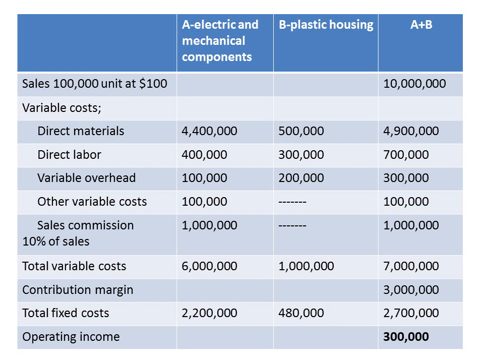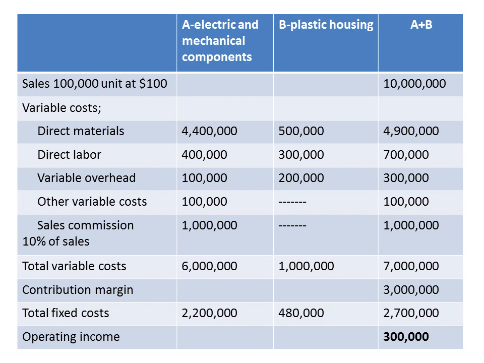The following table shows the company's cost information. The company produces and sells 100,000 units at $100 per unit, so sales equal 10 million. Variable costs include direct material, direct labor, variable overhead, and other variable costs. The totals are 4,900,000, 700,000, 300,000, and 100,000 for the two processes.